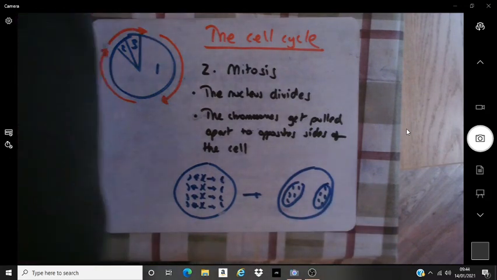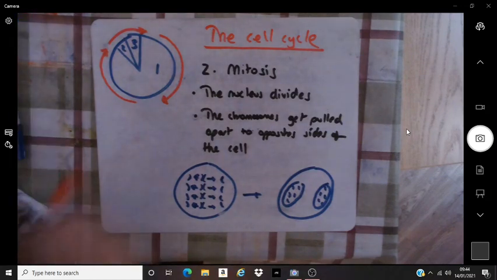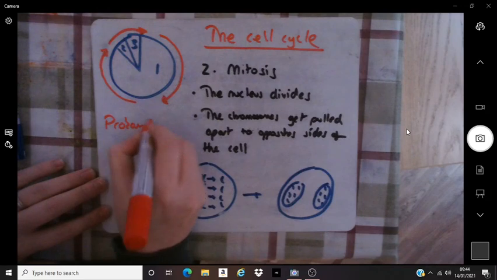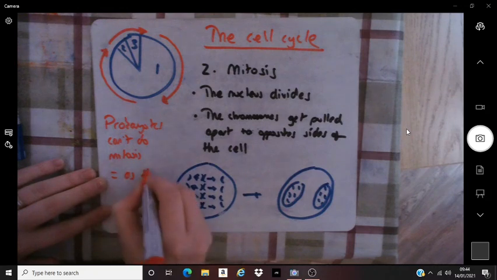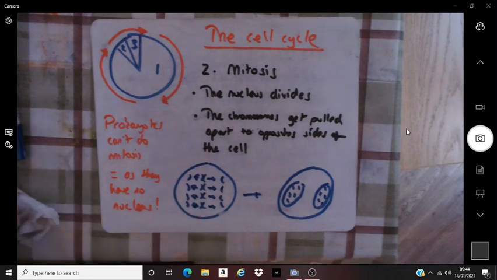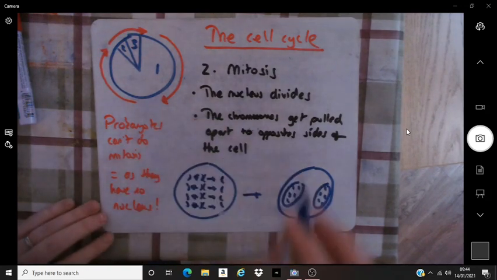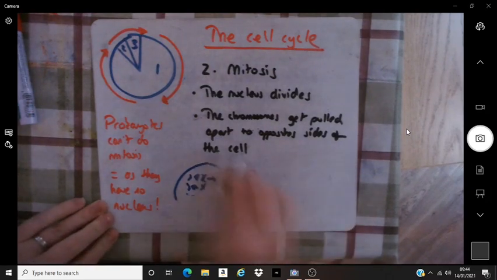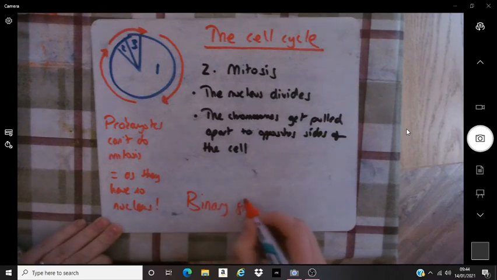So just a link back to cell structure. In cell structure, we learned that prokaryotes don't have a nucleus, which means prokaryotes can't do mitosis, as they have no nucleus. So when prokaryotes divide to make genetically identical daughter cells, daughter bacteria, they divide by a process called binary fission. So prokaryotes do binary fission instead.